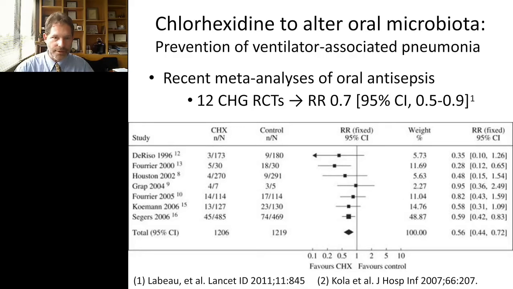There have been a lot of studies looking at this. I'm just showing you one meta-analysis published quite a little while ago, actually. It wasn't recent. But the COLA meta-analysis is where the forest plot on this slide comes from. And you can see that when they looked at 12 different randomized controlled trials, in one of these meta-analyses in Lancet ID, they saw about a 30% reduction in risk for ventilator-associated pneumonia. So yet another use of chlorhexidine to alter the microbiota.